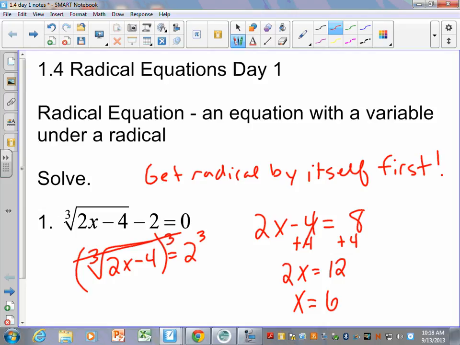So you don't have to show me that you're checking it, but it's not a bad idea to just mentally say, if I plug 6 in there, 12 minus 4 is 8. The cube root of 8 is 2. 2 minus 2 is 0. Okay, that works. So it's not such a bad idea, because sometimes we get answers that don't actually work, and then you get the wrong answer. So check your answers. I'm going to write that.